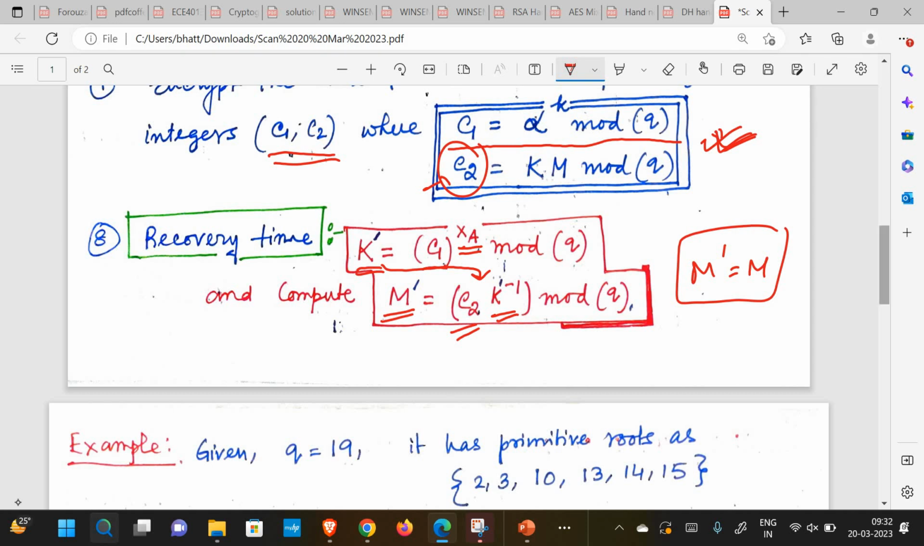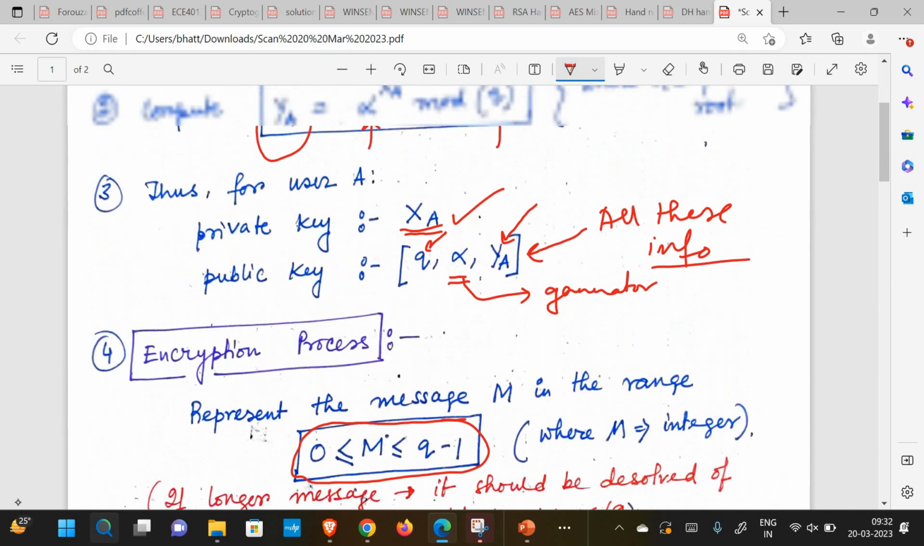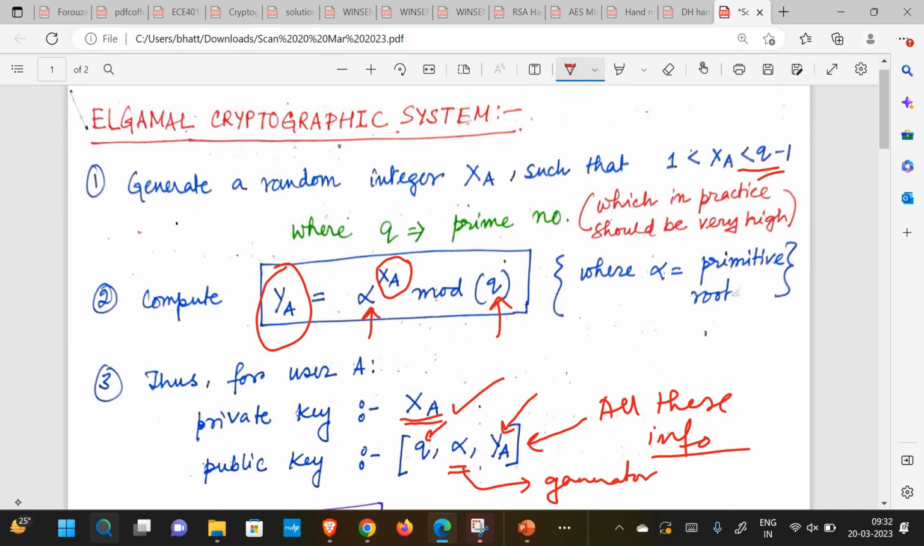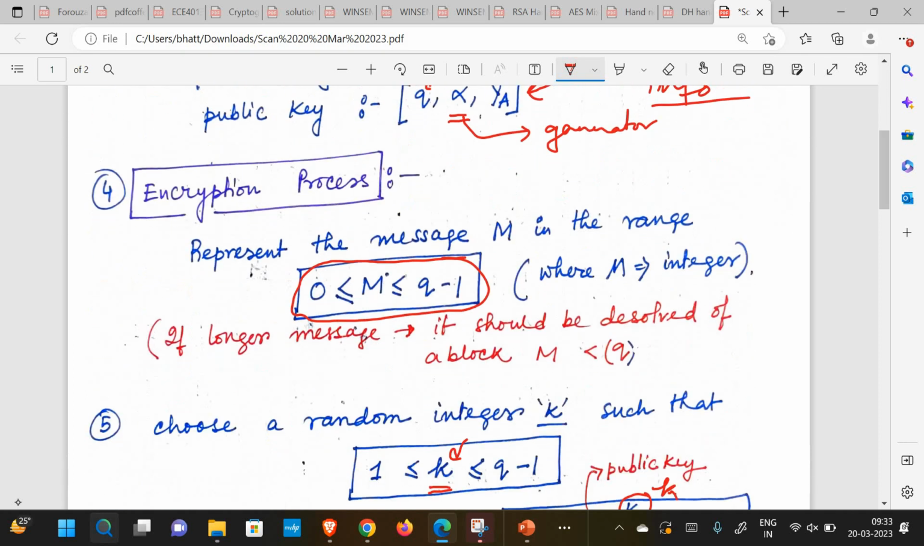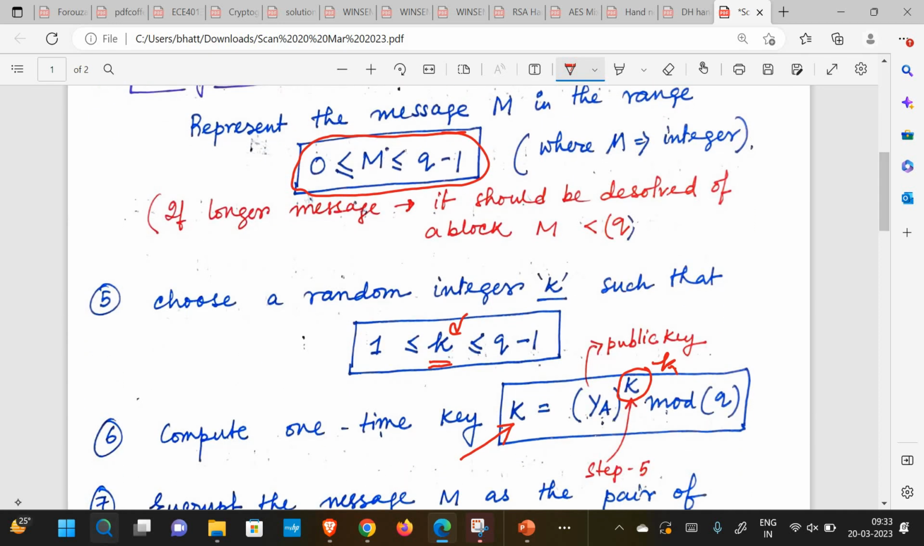So what happens here, you can observe. The steps, if I go back once again: we start off with generating or selecting a very big prime number. Based on that prime number, we find out the public key which is YA, based on a similar kind of equation as that of DH. And then we send the data over the air.